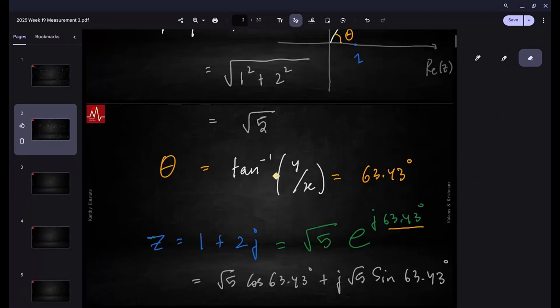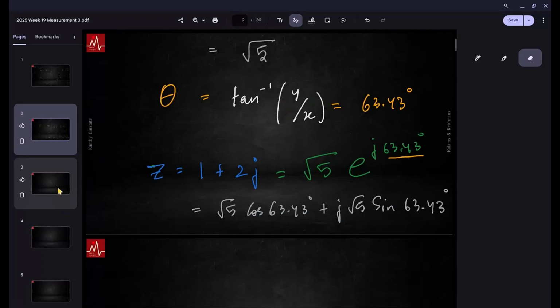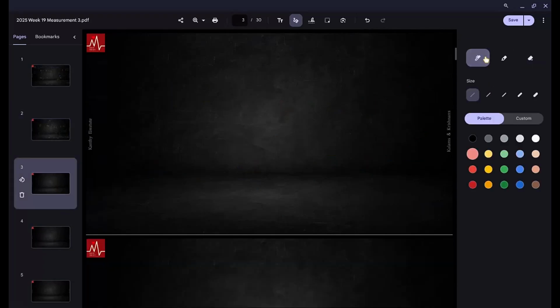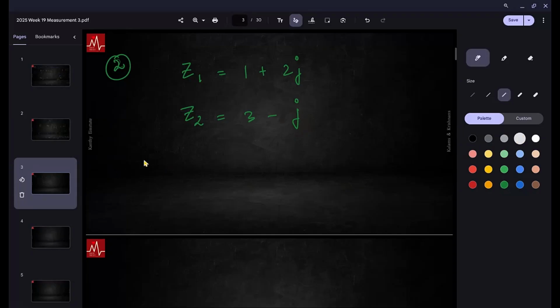Right? Now let's slightly step up the gear. Now my z1 is 1 plus 2j. This is my first complex number. z2 is, let's say, 3 minus j. This is my second complex number. Now I need a couple of things. So first, let's make sure all of you again know the basics. What is z1 plus z2?